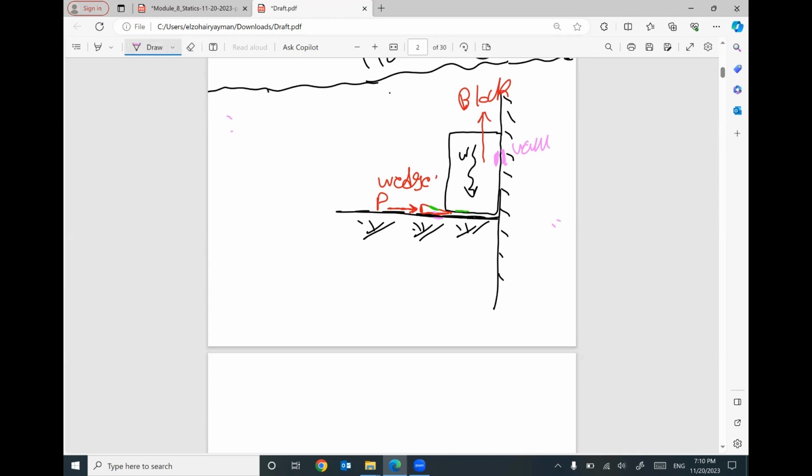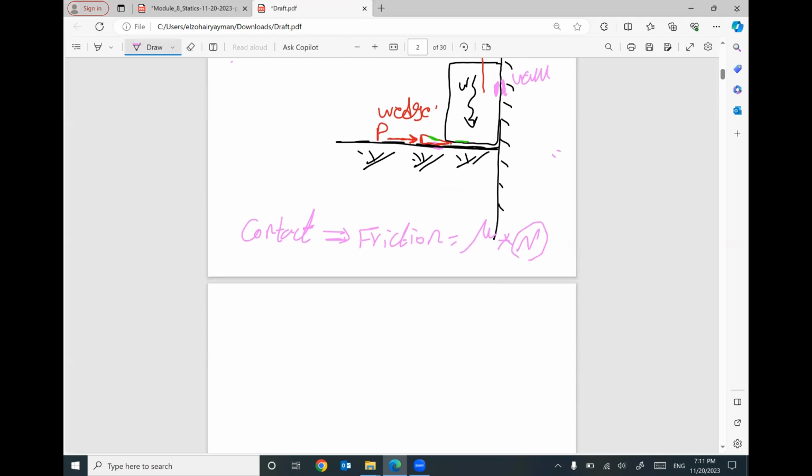If you have a contact and relative movement between these two surfaces in contact, we should expect a friction. And this friction equals mu times capital N. And this capital N will be a perpendicular force to the surface of contact. This is what we learned at the beginning of this module.